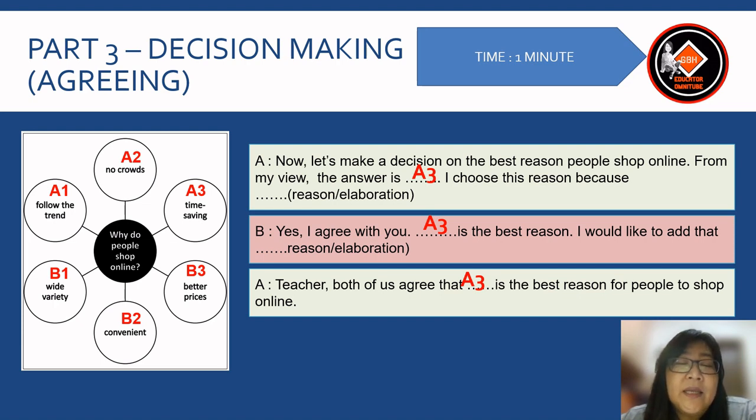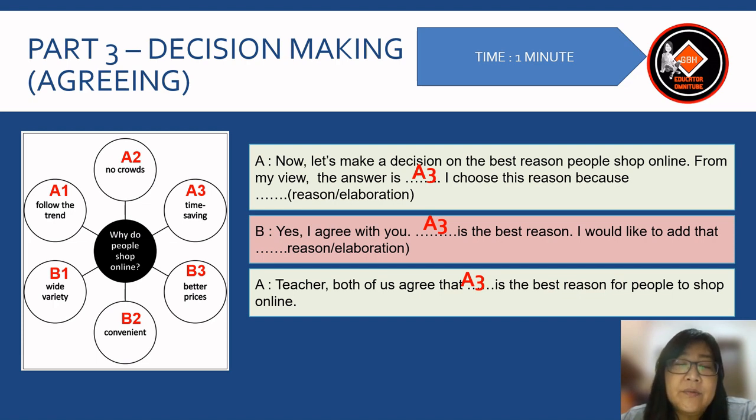So let's look at A and B. Now let's make a decision on the best reason people shop online. From my point of view, the answer is, for example, here you're going to choose A3, which is time saving. Okay, the answer is time saving. I choose this reason because, so you have to give your idea. Okay, and B can answer, which is to agree. Yes, I agree with you. What do you agree with? It is A3. So you can say time saving.